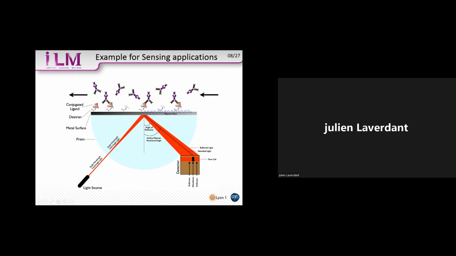And now imagine you put a flow cell of molecules you want to probe. And these molecules will, for example, be linked to the surface to have some exchange. And when they are linked to the surface, the local index will change. And you see that the position of this resonance will change. So this is how commercial sensors are based and are used today.